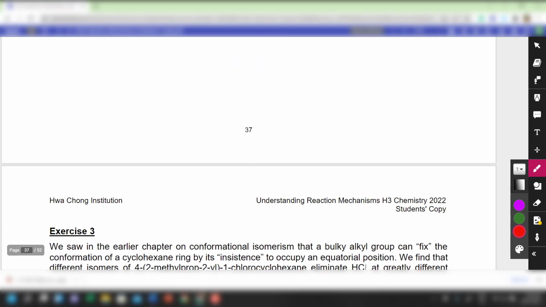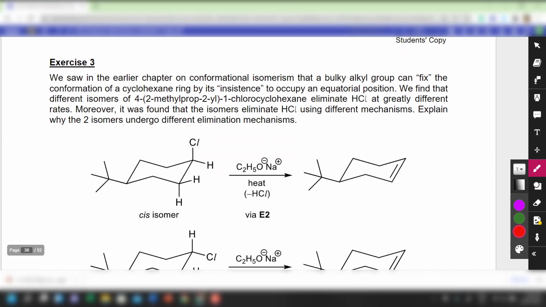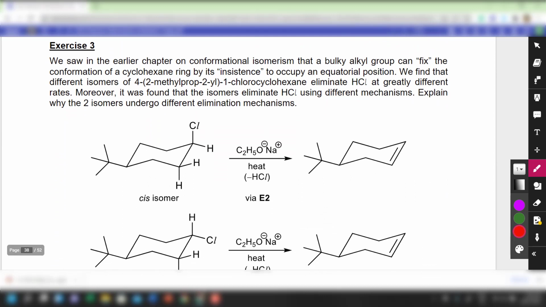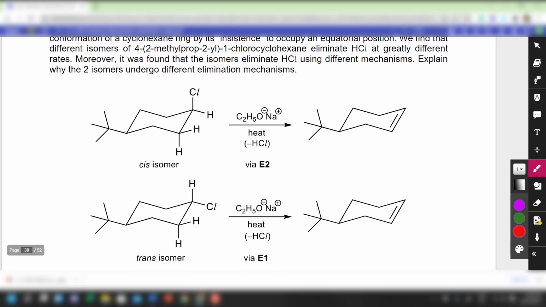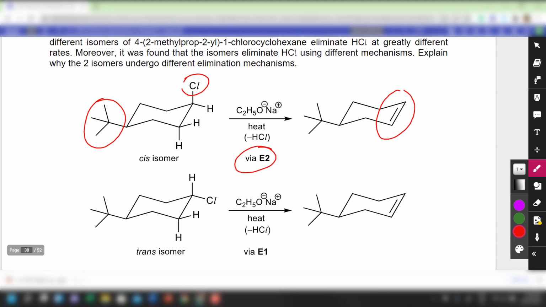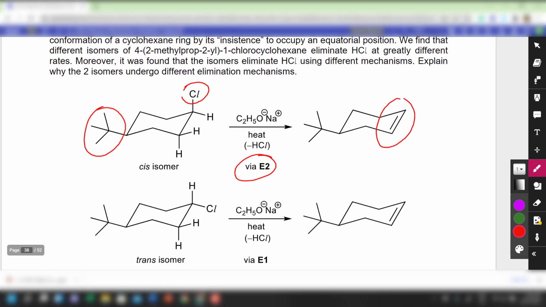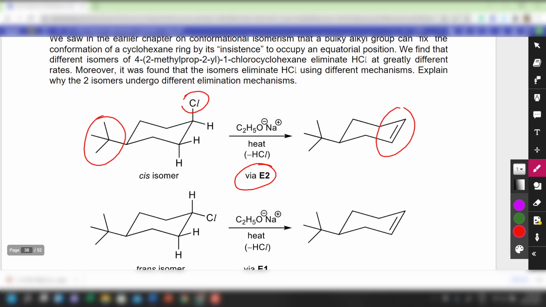I'll move on to the final bit where we have exercise 3. In conformational analysis, a bulky alkyl group can fix the conformation of the cyclohexane ring. So in this case, because it is fixed, the cis-isomer, where the Cl and the bulky group are on the same side, will give rise to the elimination product via E2. The trans-isomer cannot undergo ring flip, so you undergo a different mechanism, in this case an E1 mechanism.